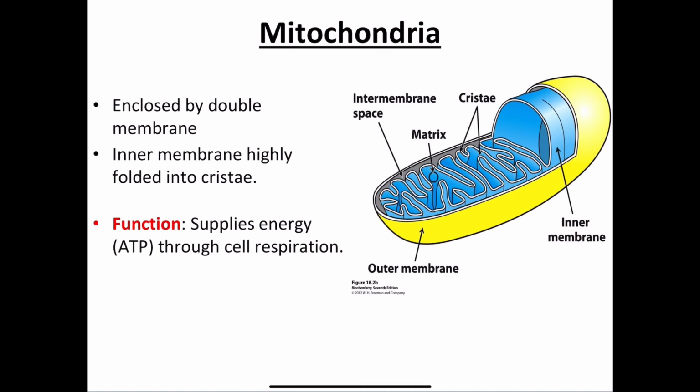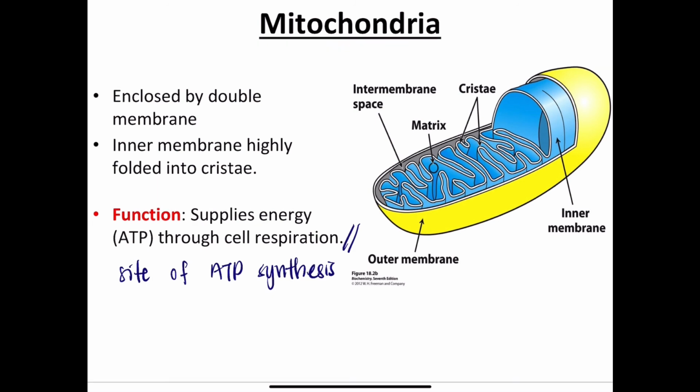Okay, so function of mitochondria is to supply energy through cell respiration. Ataupun lebih mudah lagi, kamu boleh guna function ni lah, site of ATP synthesis. So ATP ini adalah energi. So mitochondria ini adalah kawasan di mana energi akan dihasilkan dalam sel.